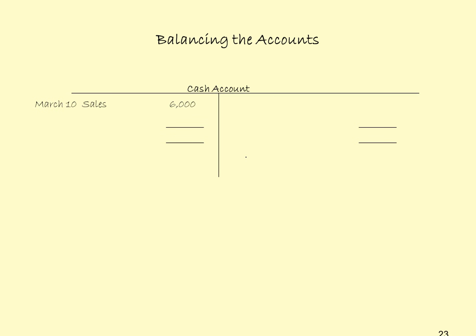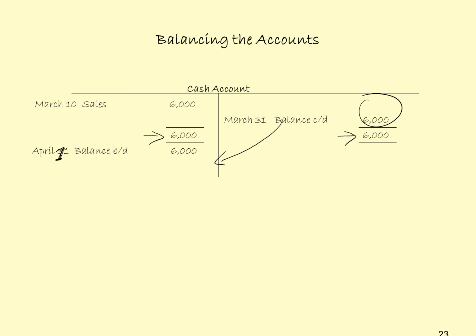Cash account, likewise only one transaction, so put 6,000 in here and 6,000 in here. Get the balancing figure, which will be 6,000. Pop it in there and bring it down onto the debit side. So the balance on the cash account will be 6,000 debit on the 1st of April.